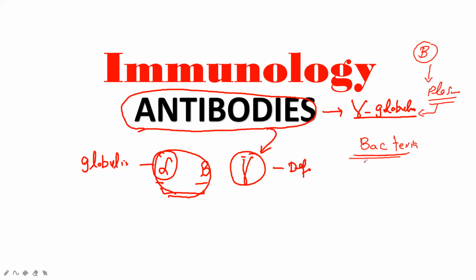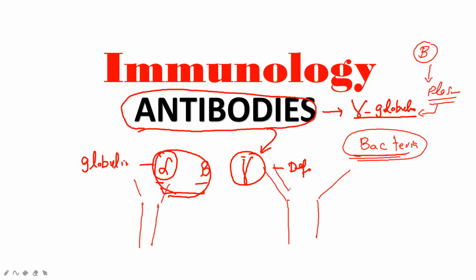Keep in mind, for bacterial defense, we have antibodies here. When we see the structure of the antibody, let me explain in detail. The antibody has a Y shape. Let me draw here. This Y-shaped antibody has two kinds of chains. The outside chain is the heavy chain, and the inside chain is the light chain. Clear? Heavy chain and light chain.